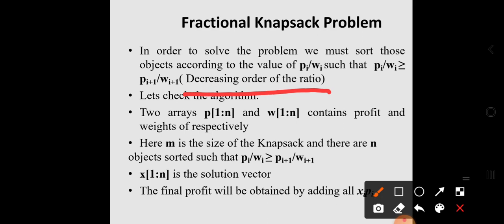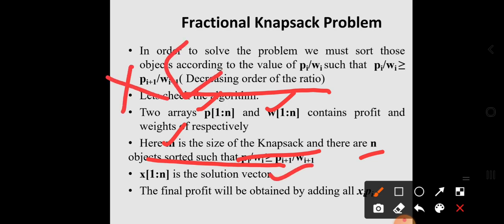Let's check the algorithm. There are two arrays: one is the profit array, one is the weight array. M is the size of the knapsack, and there are n objects, sorted in decreasing order of the profit-weight ratio. There is a solution vector represented by x1 to xn, containing n entries. The final profit will be obtained by adding all xi pi.